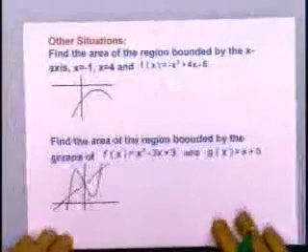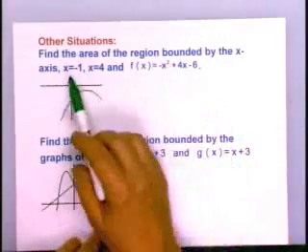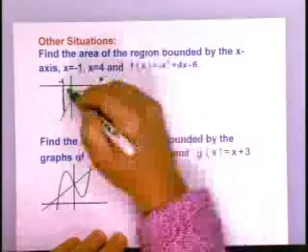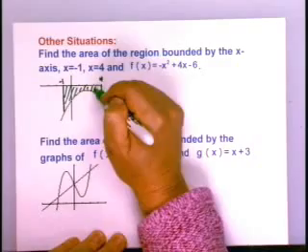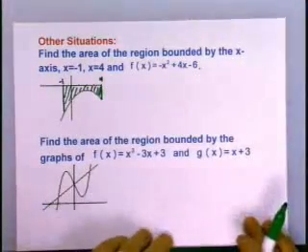Let's look at a couple more situations. In the first problem, we want to find the area of the region bounded by the x-axis, x equals negative 1, so I'm going to drop a vertical line, and x equals 4, drop a line, so this is the region. This region is entirely underneath the x-axis.